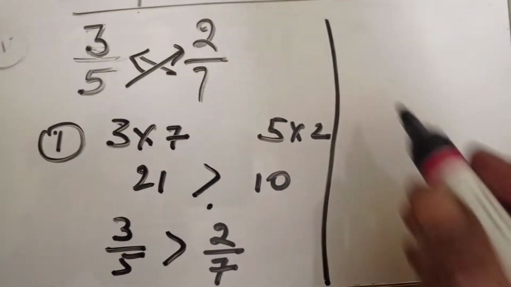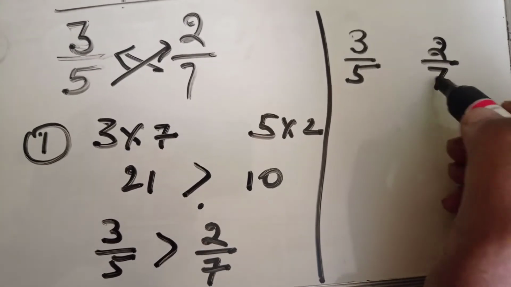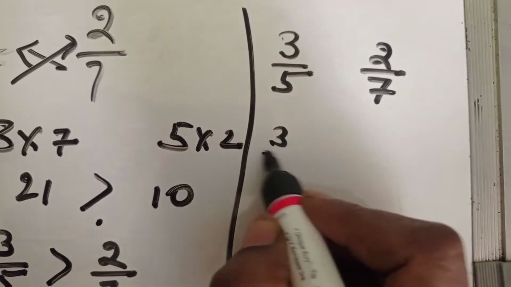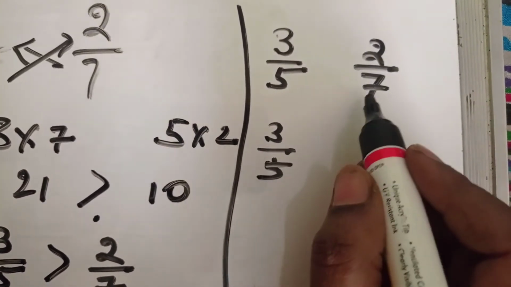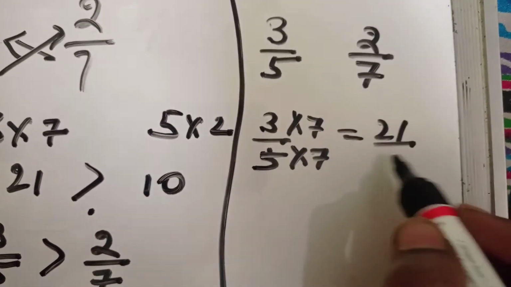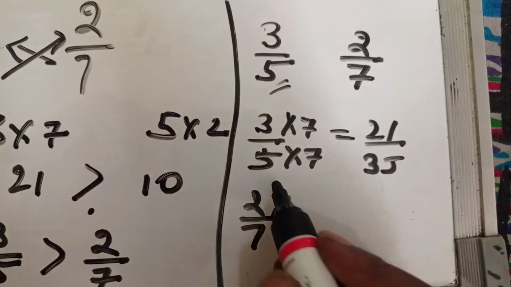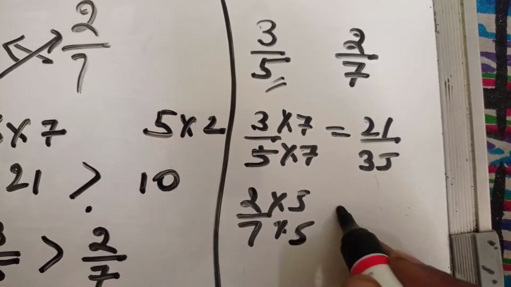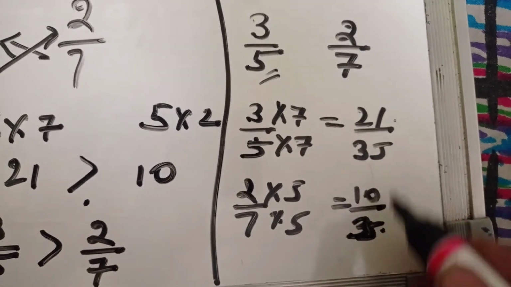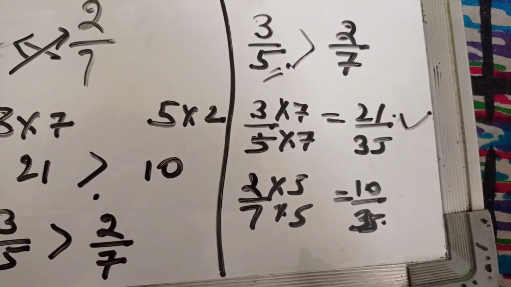Now second, the same question we can do by taking the denominator the same. How do we do that? 3 by 5 multiplied by 7 is 21 by 35, and the other fraction 2 by 7 multiplied by 5 gives 10 by 35. Now compare by the numerator, which is greater. This one is greater, so this one is greater. This is the second method.